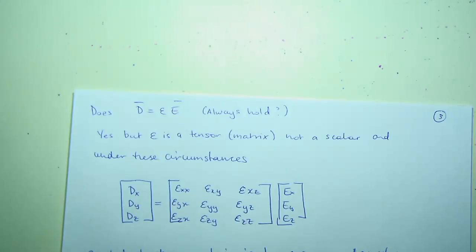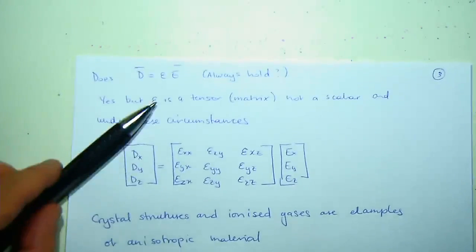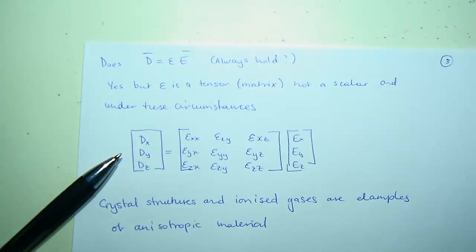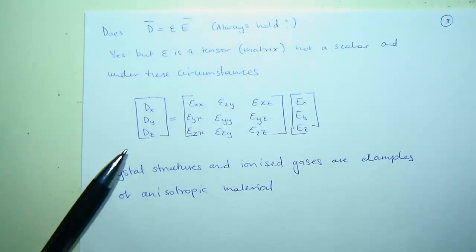And when I talk about slow, I usually mean a few gigahertz, right? And you can actually capture it and see it. Anyway, the answer is this doesn't always hold, right? And epsilon, in most cases, including crystal structures and ionized gases, is anisotropic, right? Now, I'm probably getting a bit ahead of myself, but I love talking about this kind of stuff, as you can tell.